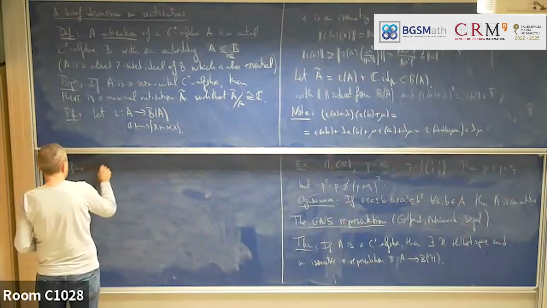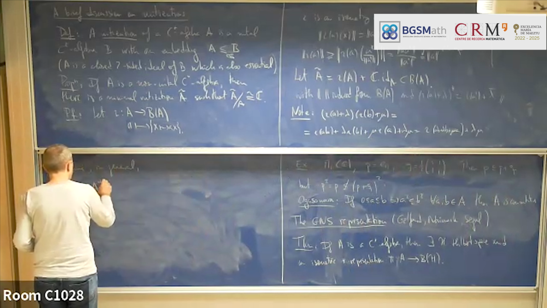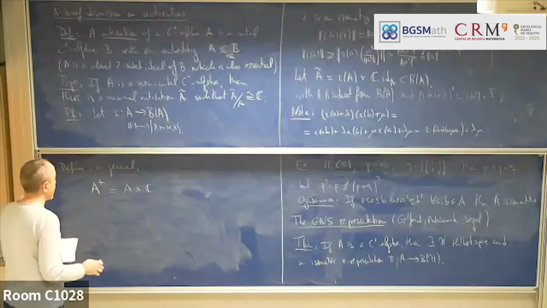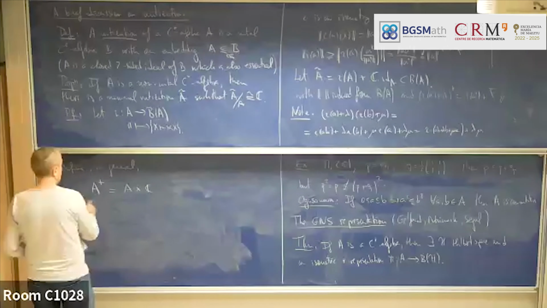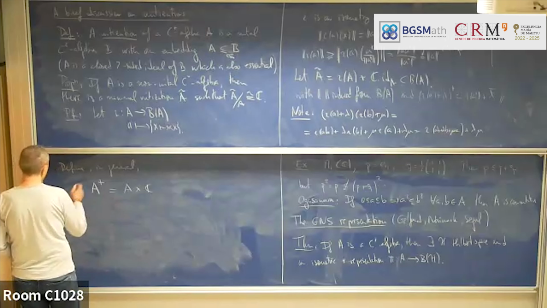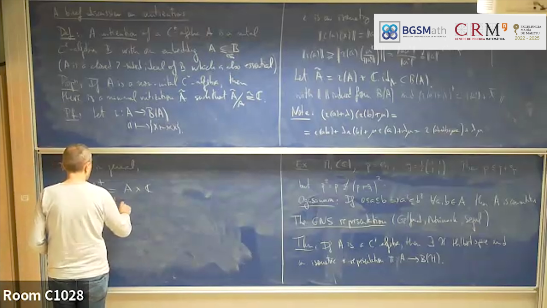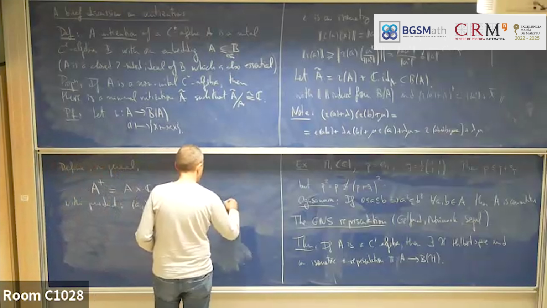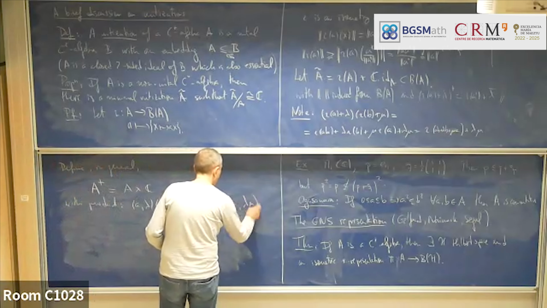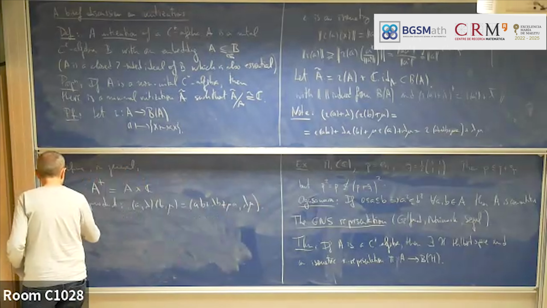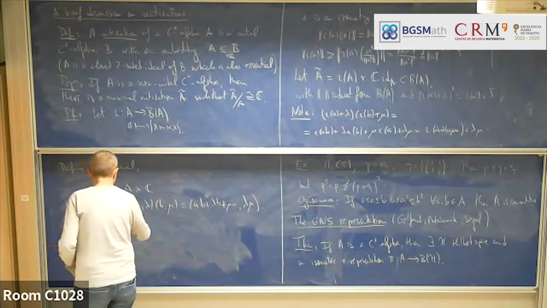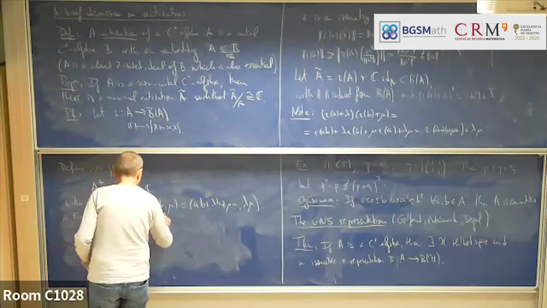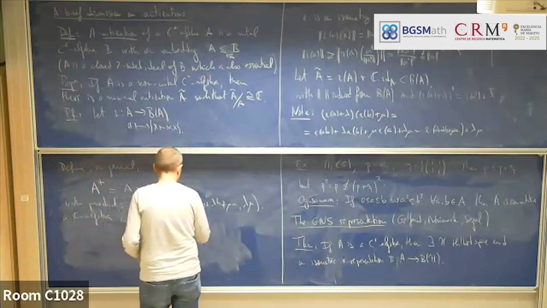A plus in general, for any complex algebra. You don't need to have a star algebra for this. A times C, just the Cartesian product, with component-wise addition and with the product like we expect. This is a complex algebra with unit, and it contains A as, so to say, an ideal.